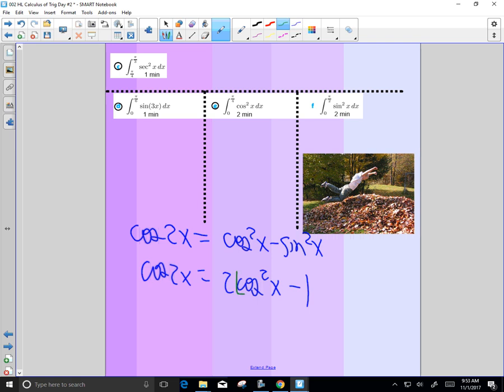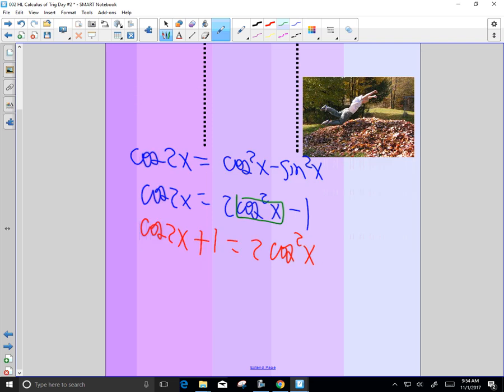Solve for cosine squared x algebraically. So what's cosine 2x equal to, or what's cosine squared x equal to? Well, it's cosine 2x plus 1. And then now what do we do to solve for cosine squared x? Divide by 2. And so if we divide by 2, we get cosine squared x is equal to cosine 2x over 2 plus a half.